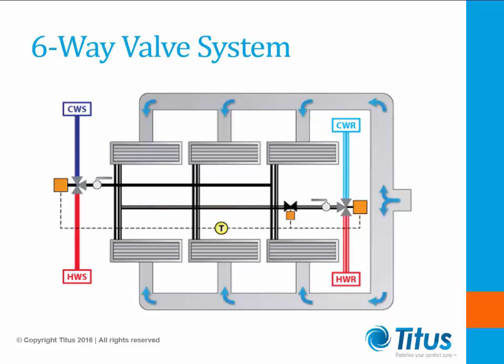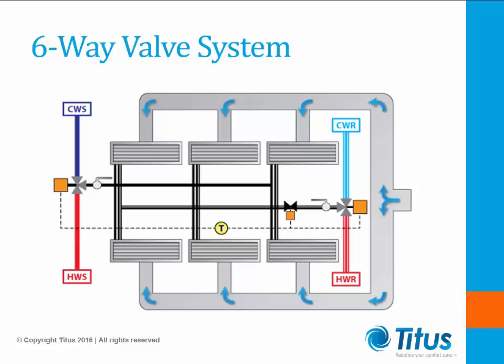Here you see the diagram of a six-way valve, and a six-way valve is a single valve body that takes a four-pipe system coming into the valve and turns it into a two-pipe system coming out of the valve. So this allows for a lot of flexibility in supplying heating and cooling to the space.